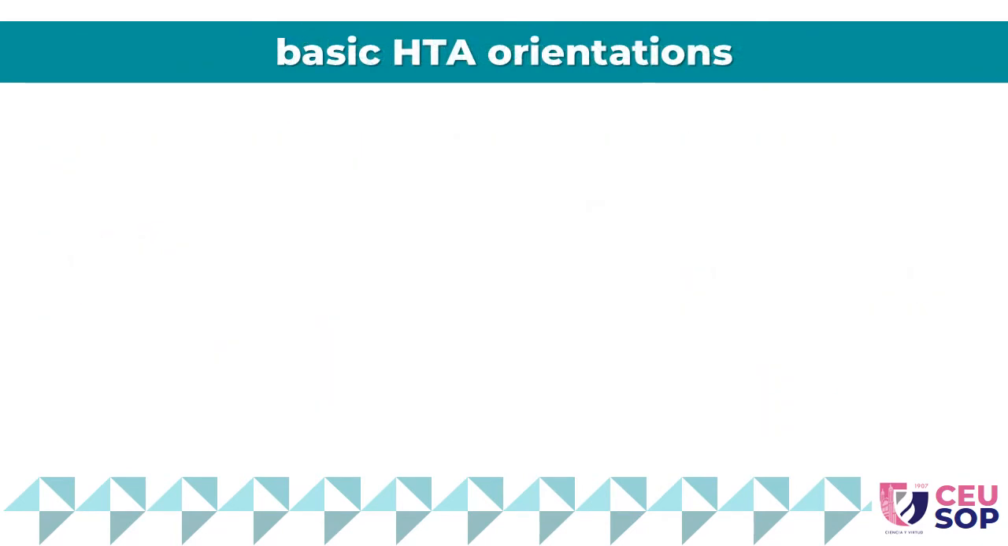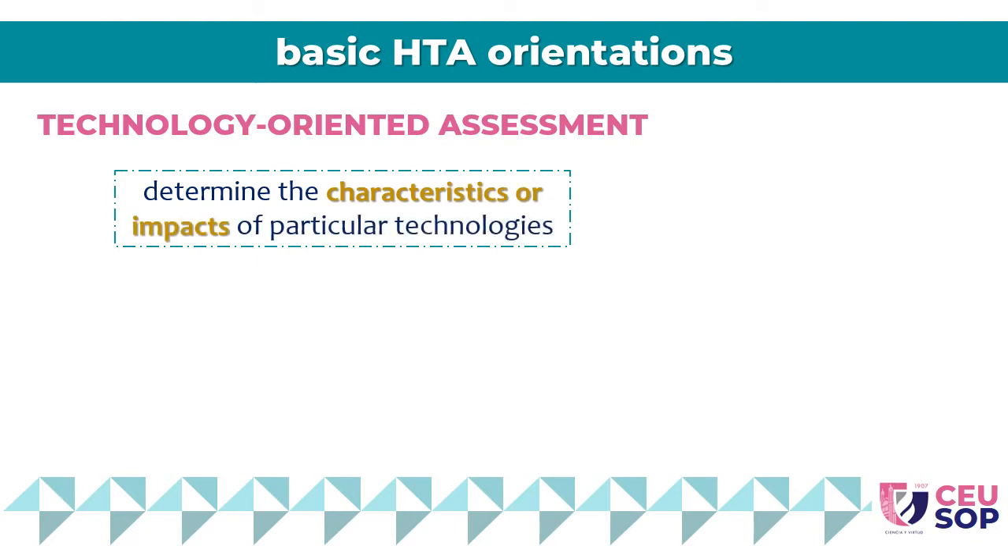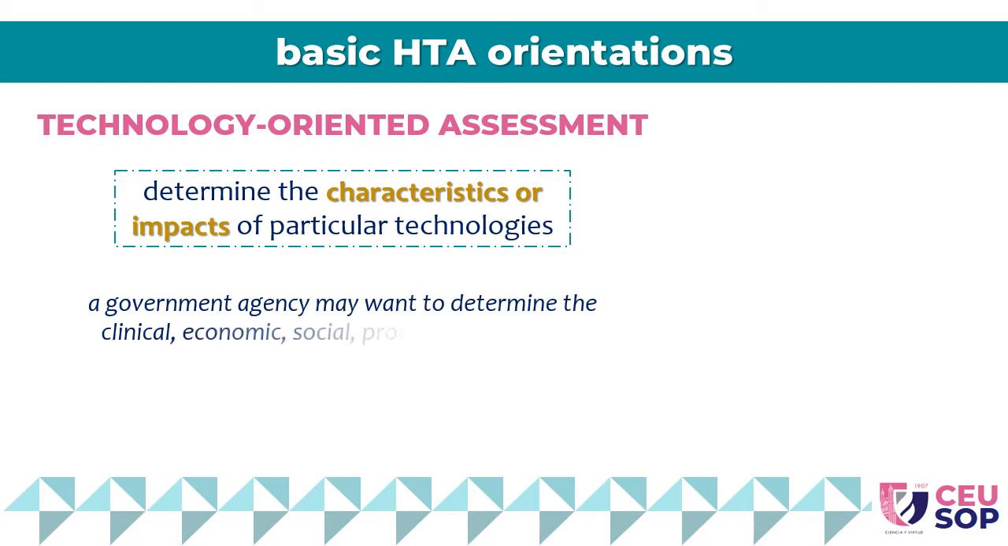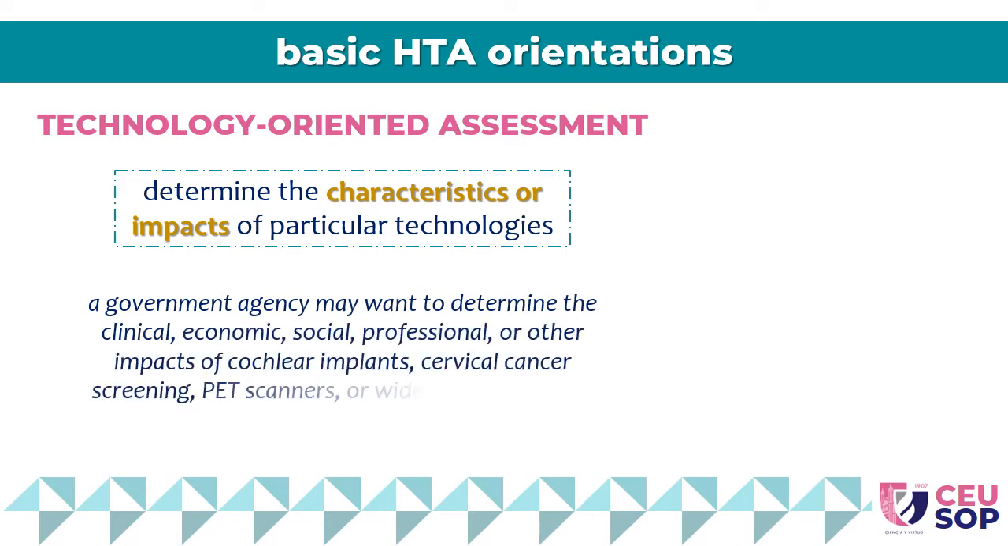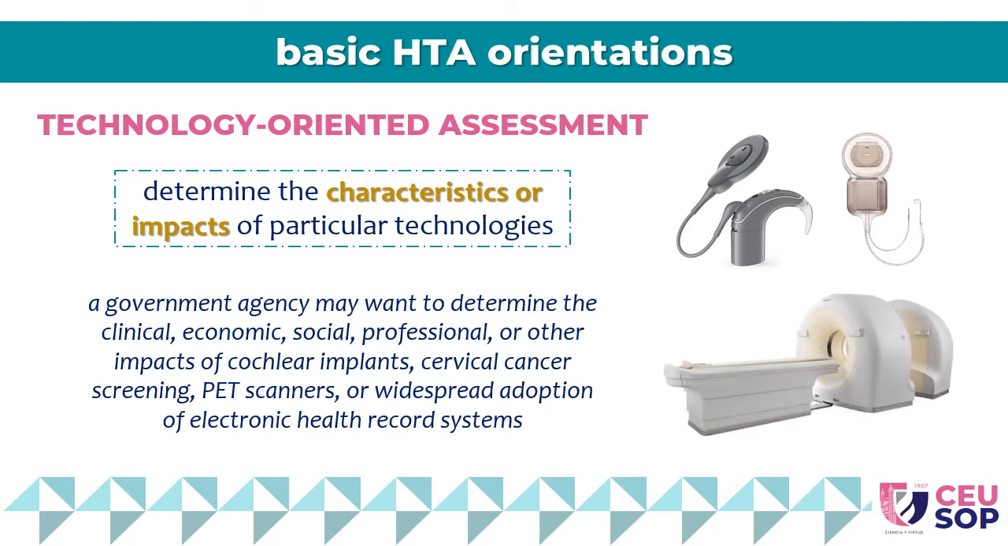Basic HTA orientations. The drive for an HTA is not necessarily a particular technology. 3 basic orientations to HTA are as follows. Technology-oriented assessments are intended to determine the characteristics or impacts of particular technologies. For example, a government agency may want to determine the clinical, economic, social, professional, or other impacts of cochlear implants, cervical cancer screening, PET scanners, or widespread adoption of electronic health record systems.